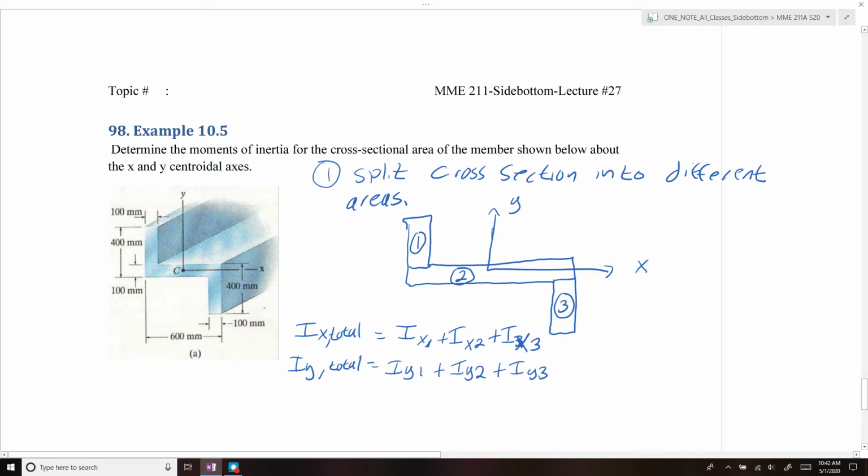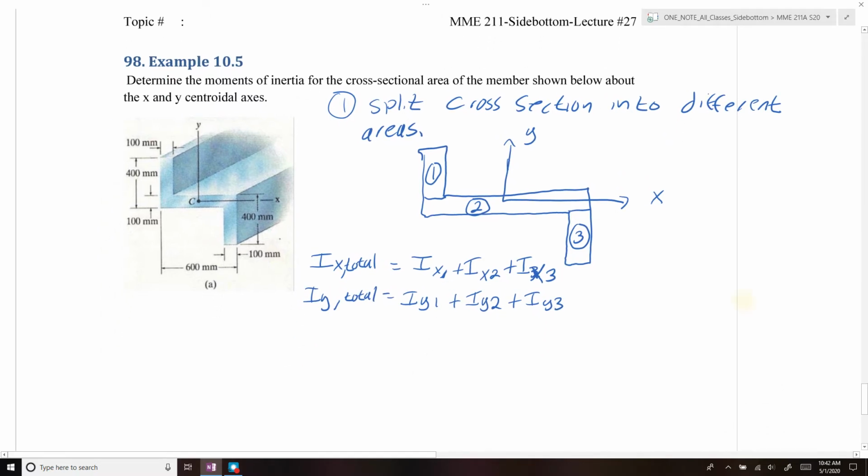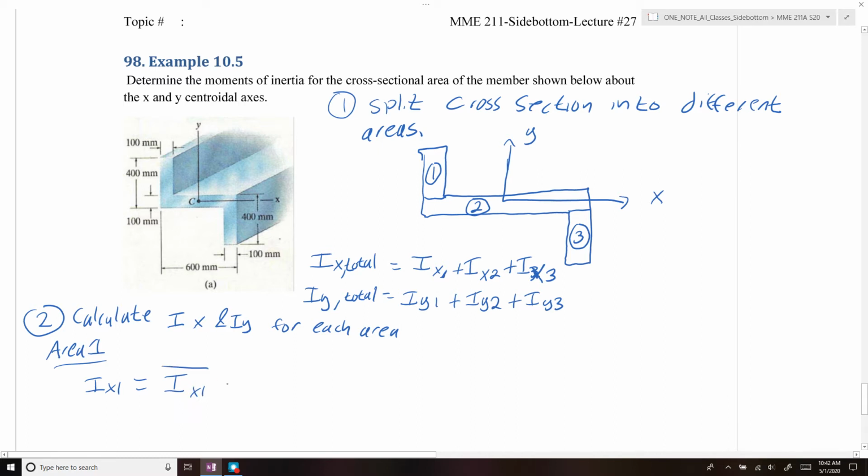So once you have those formulas defined and you split your cross-section into different areas, the next thing we're going to do is calculate Ix and Iy for each area. So for area 1, we're going to calculate Ix1. We're going to use the parallel axis theorem. So we know that Ix1 is Ix about the centroid of area 1 plus the area of section 1 times the distance dy squared.